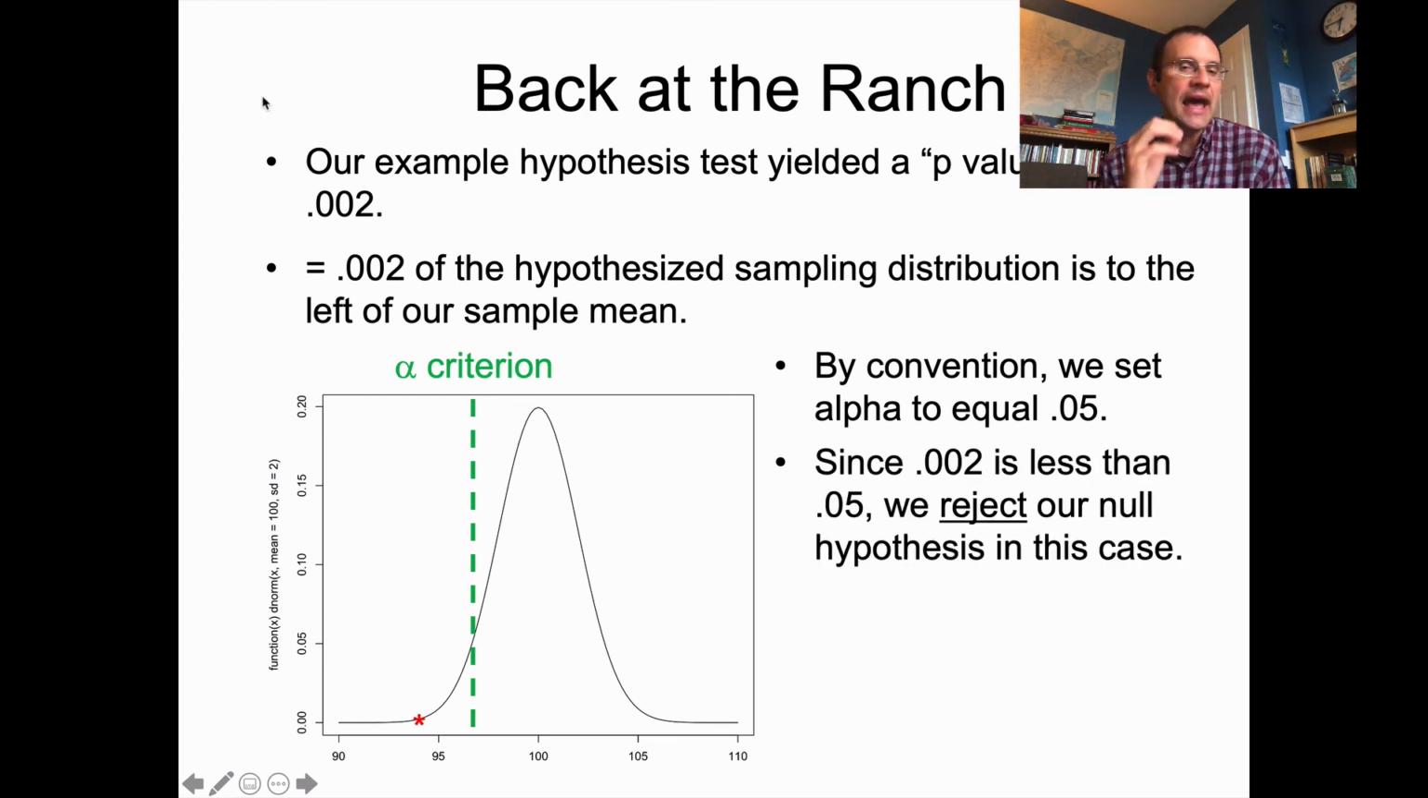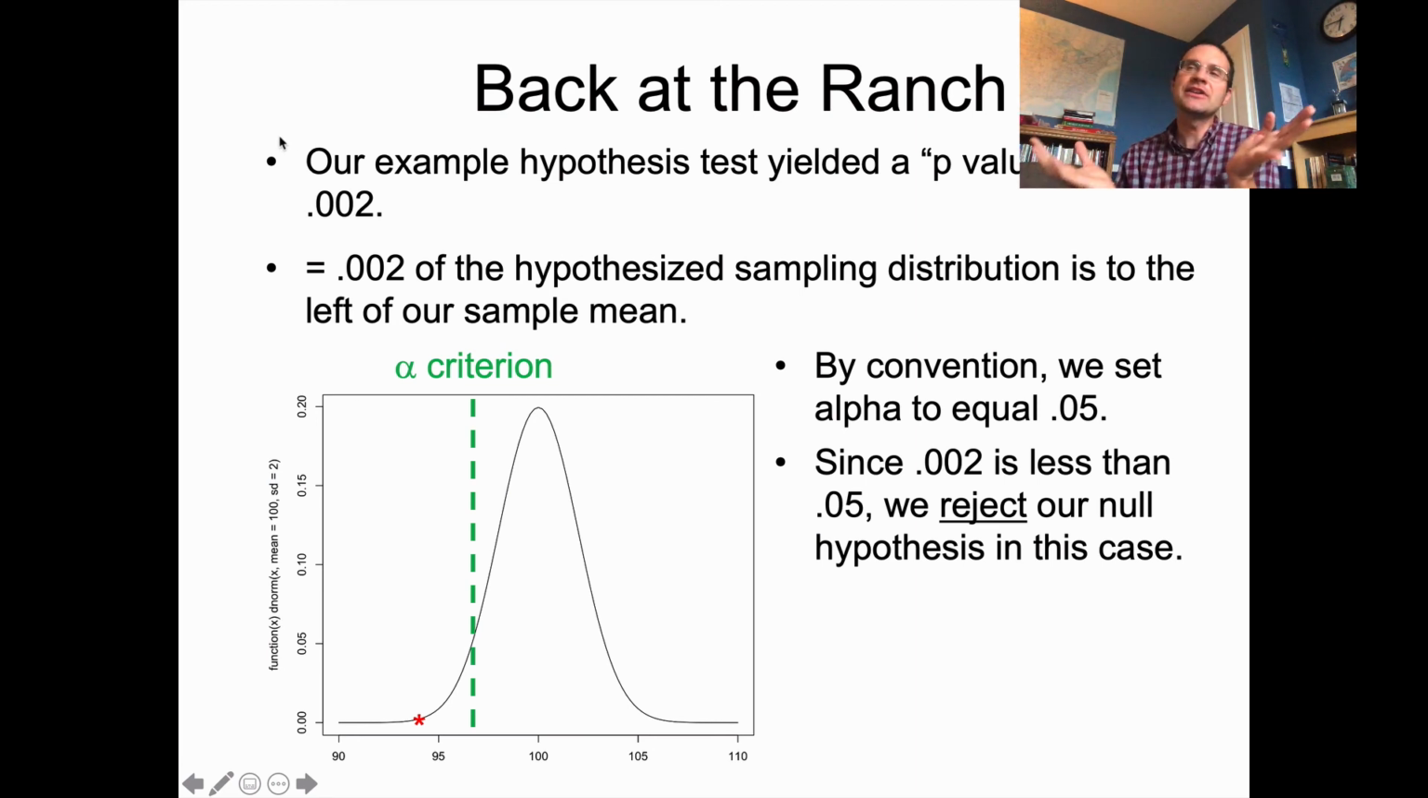For our purposes right now, all we care about is the relationship between the proportion of the distribution to the left of this sample mean and how that compares to this 0.05 criterion we've set, effectively arbitrarily, to interpret the results of our test. Since 0.002 is less than 0.05, we're going to reject our null hypothesis in this case. We're going to accept the alternative hypothesis and say something is going on.